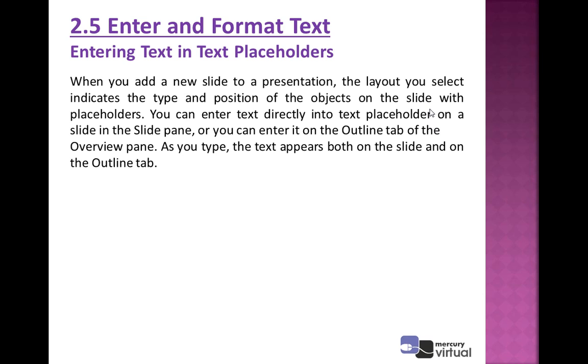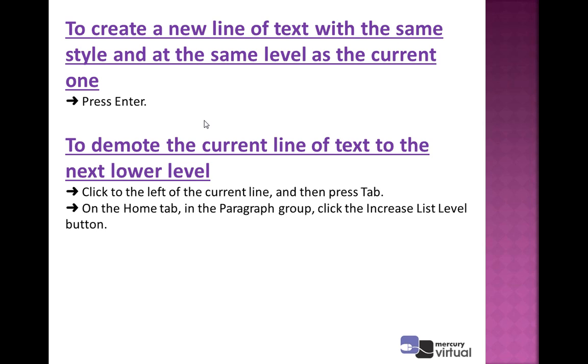You can enter the text directly into the text placeholder on a slide in the slide pane, or you can enter it on the Outline tab. Means either you can opt for the placeholder to enter the text, or you can use the Outline tab for entering the text. As you type, the text appears both on the slides and on the Outline tab. Means you can simply enter and format the text by using the placeholder that is available in the PowerPoint slides.